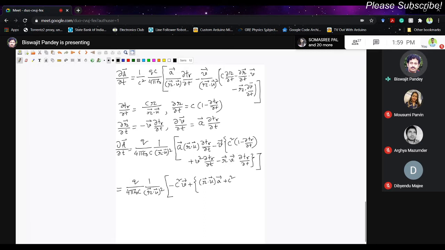Since I am taking this minus sign here, you see this is a minus sign here, right? So minus sign here and c square, there is a minus sign here, minus minus becomes plus, that's why this is plus c square. I have a plus v square here, so minus and plus becomes minus, that will be a minus here, minus v square, and then I have a minus here, so minus minus again becomes plus. So I will write r dot u a plus c square.